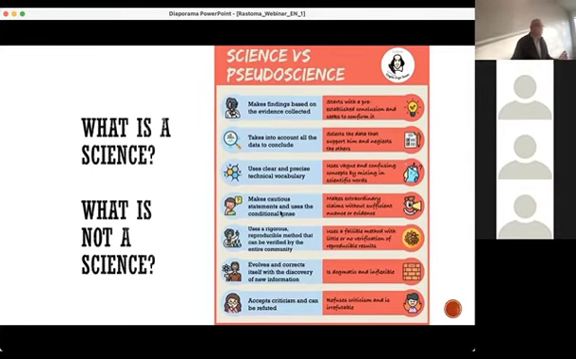You must make a cautious statement, using the conditional tense. For example, you will say, we could conclude that. If you read something with extraordinary claims without nuance or evidence, this is not science, this is pseudoscience.